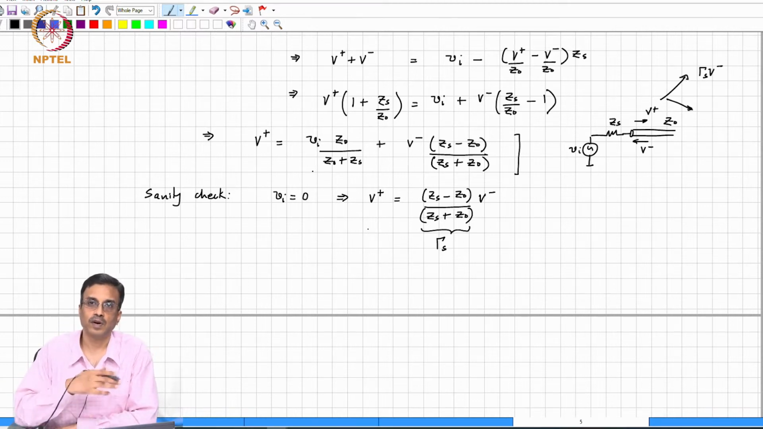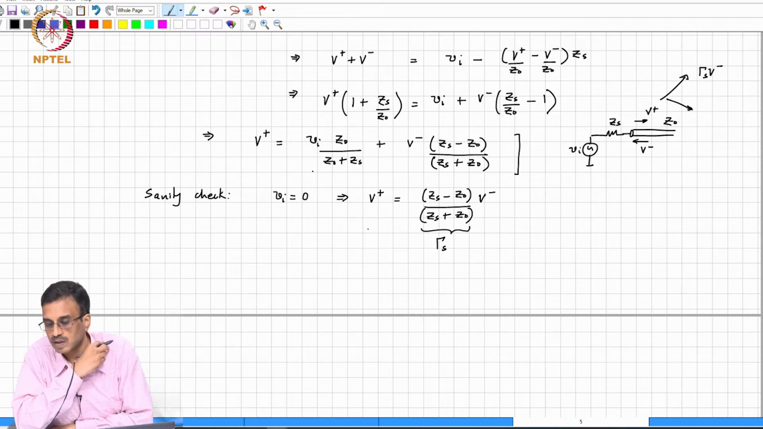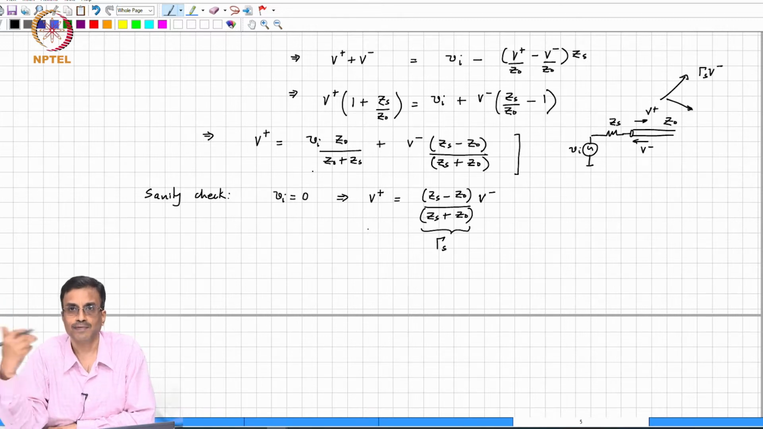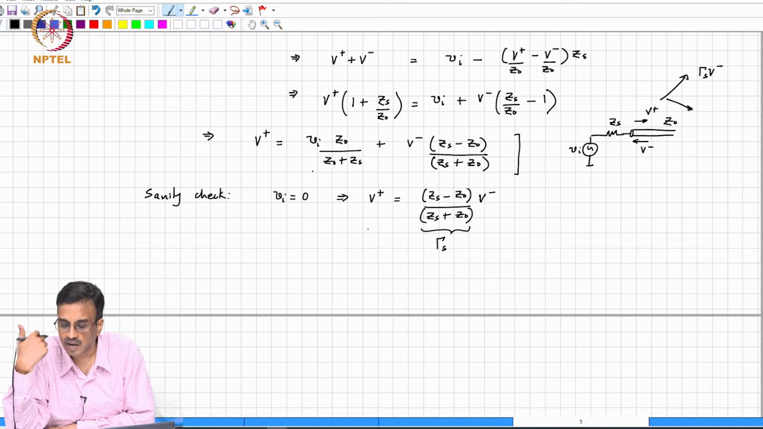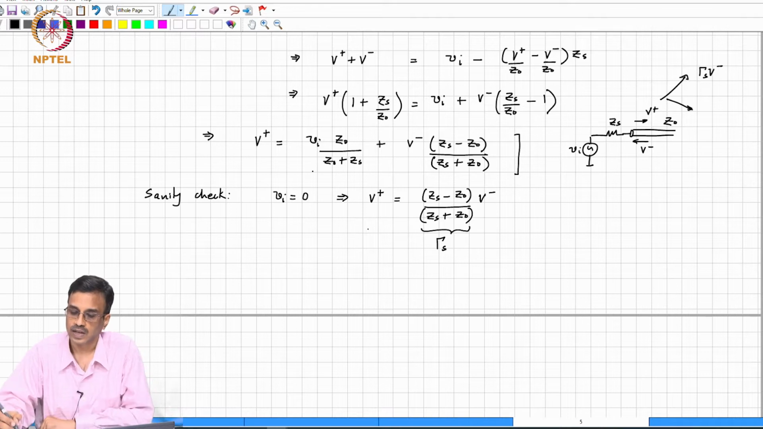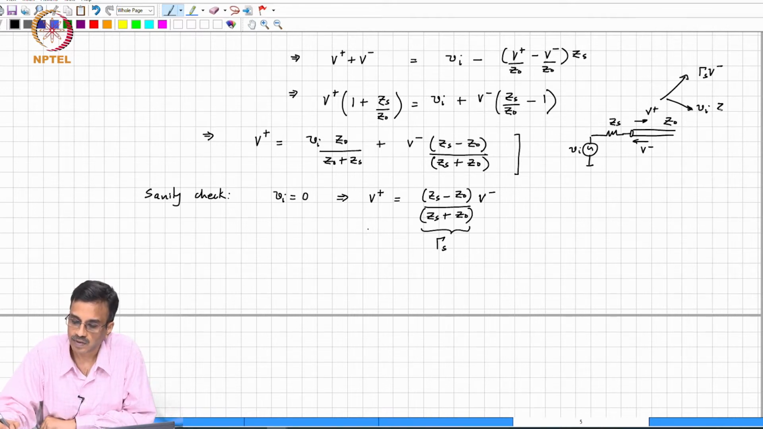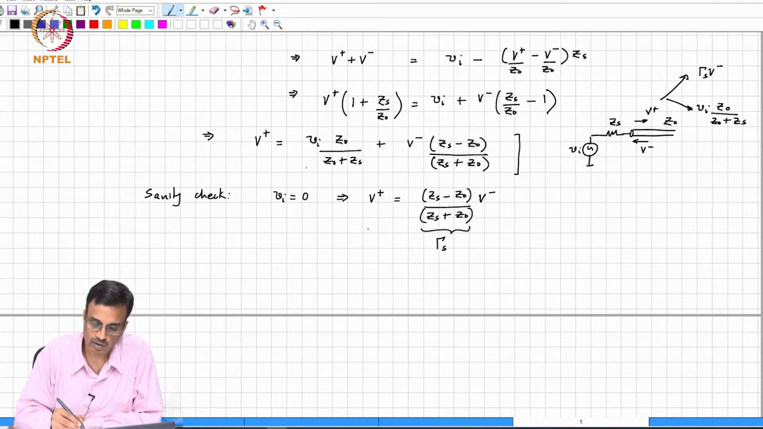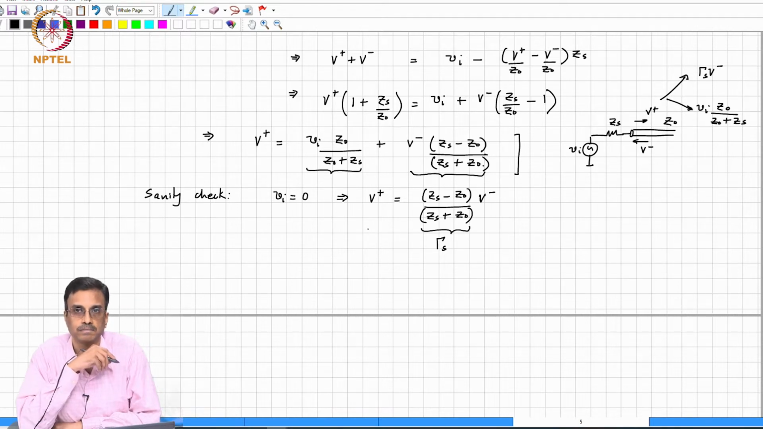That makes intuitive sense because if you assume that the line is infinitely long, right, then what happens? There's no reflected wave. So in other words, if V minus was 0, then V plus would simply be the potential divided version of the characteristic impedance Z naught and Zs. So that's basically Vi times Z naught by Z naught plus Zs. Okay, so that's indeed the case as we see from the math.